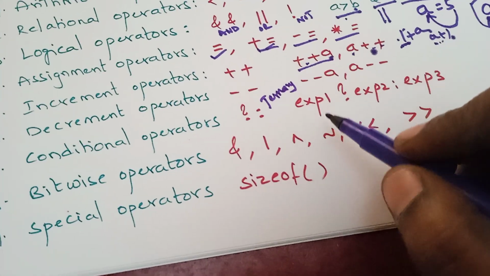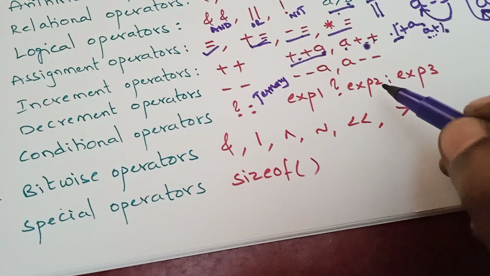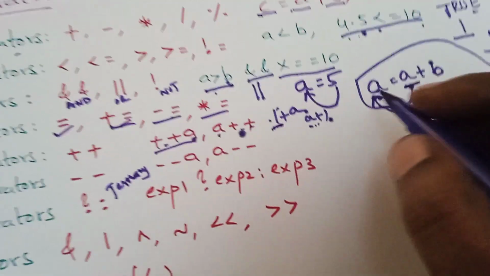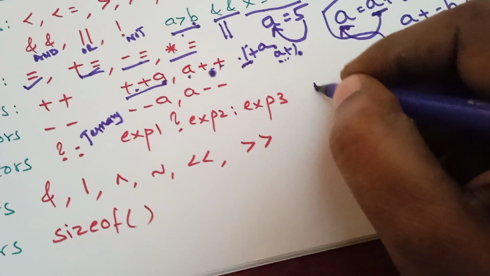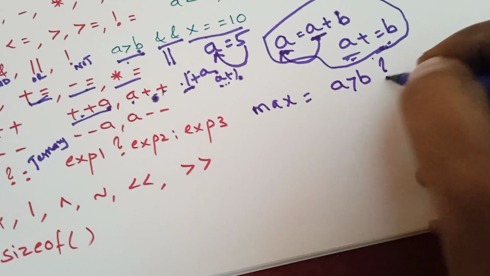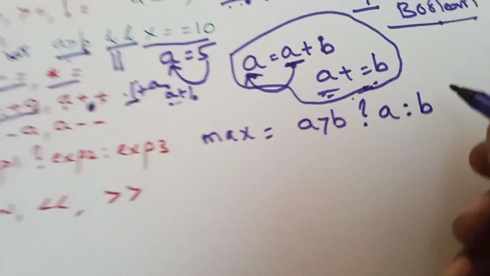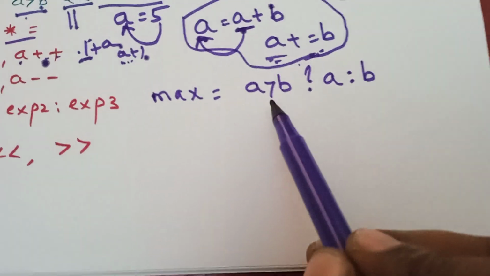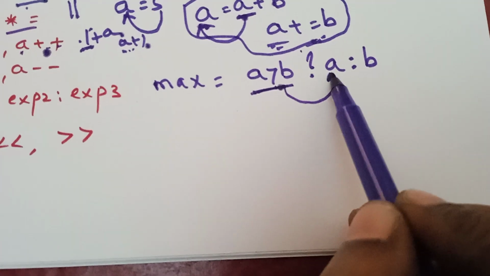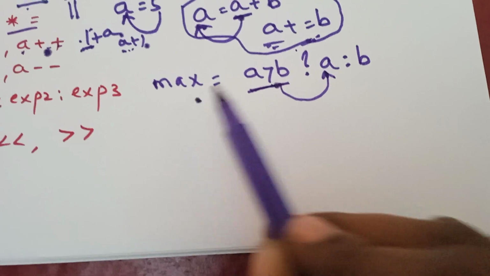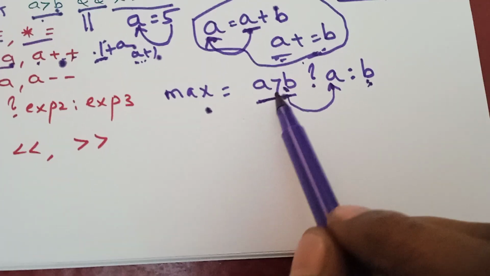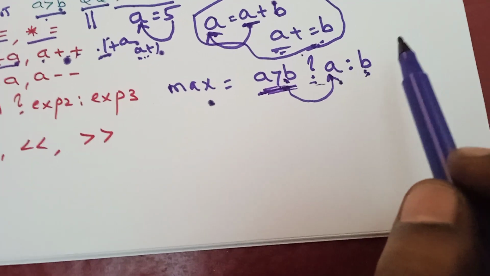Conditional operator, this is called the ternary operator. It is expression 1 ternary operator, expression 2, expression 3. Now what does it mean? Take this example: I wanted to check whether a is the maximum or not. Then I'll write max equal to a greater than b ternary a colon b. Now I'm going to check this condition, a greater than b. If it is true, then the value of a will be assigned to max. If it is false, then the value of b is assigned to max. So this is the way we'll use the conditional operator.